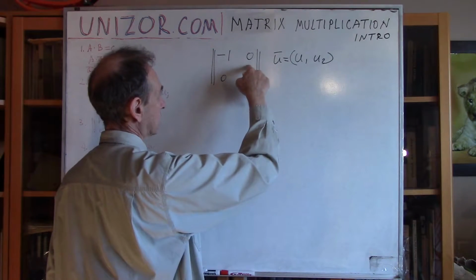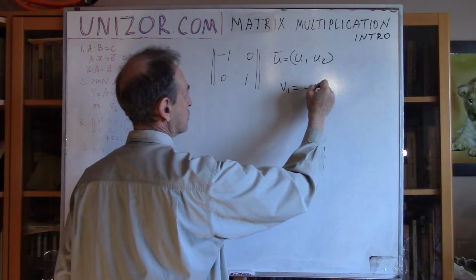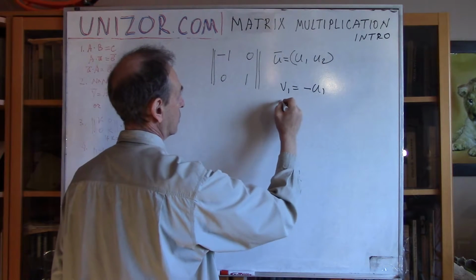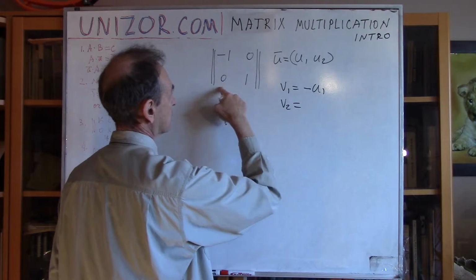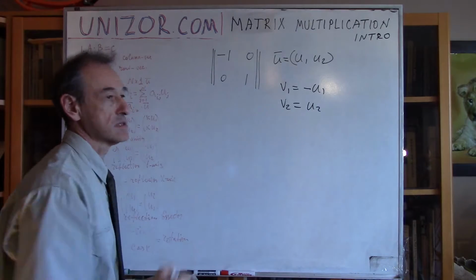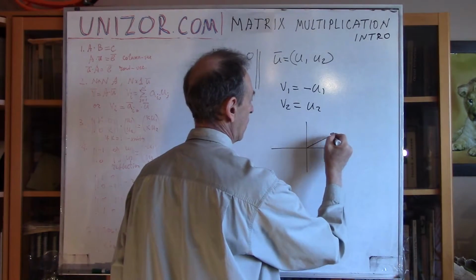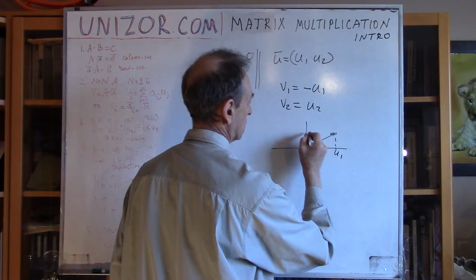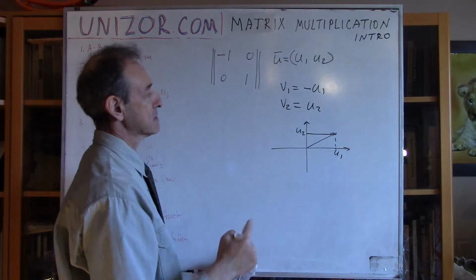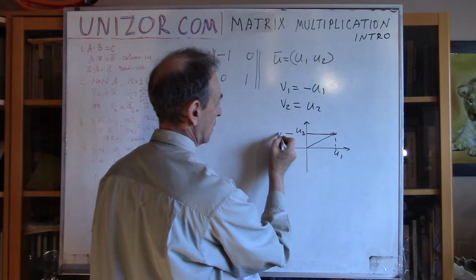First, we multiply the first row by these coefficients, which gives v1 equals minus u1 plus 0 times u2, and v2 equals 0 times u1 plus 1 times u2, which is u2. So what is this particular transformation? Well, let's consider it this way. If this was a vector u1, u2, it will be transformed into minus u1 and u2.